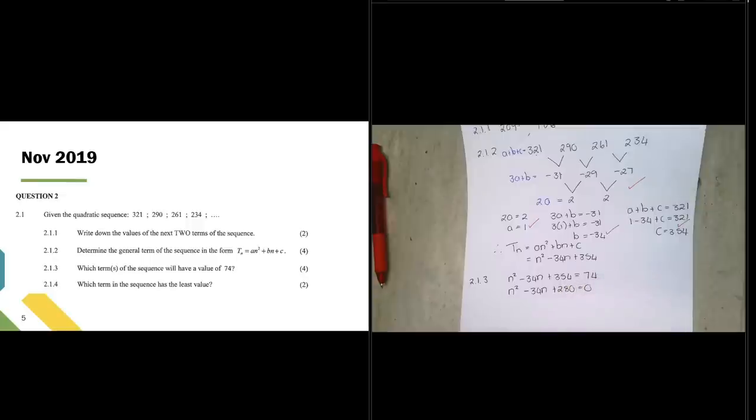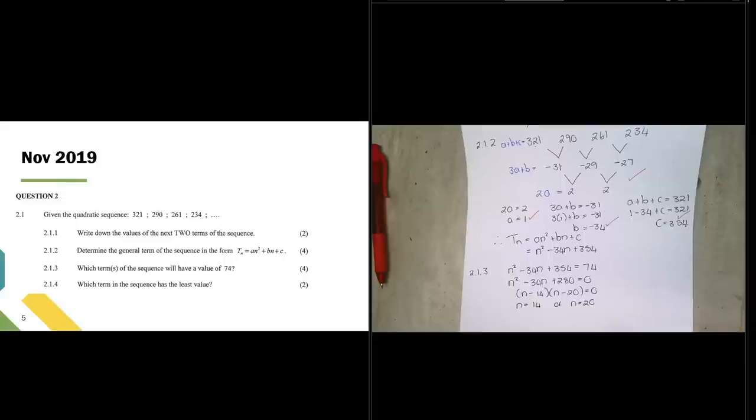And now I've got a trinomial that I can factorize. You can either factorize your trinomial normally. If you're struggling with that, remember you are allowed to use the quadratic formula, but you must show your substitution. If I factorize my trinomial, my two brackets are n minus 14 and n minus 20 equals 0, which means n is 14 or n could have been 20. Now remember, n stands for the term position, which means at term number 14, I'll get 74. And at term number 20, I will get 74.